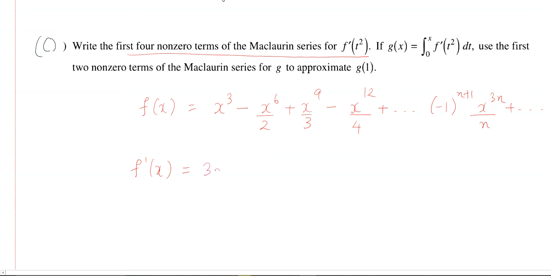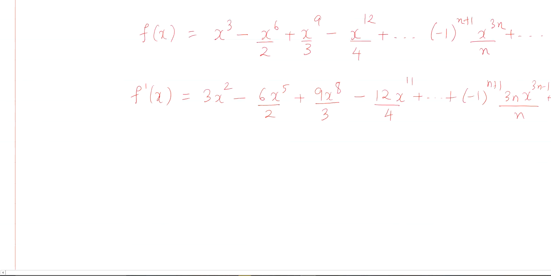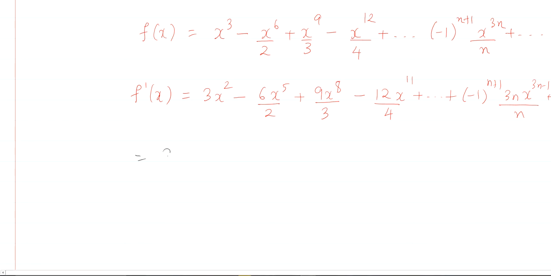And f prime of x ends up becoming 3x squared minus 6x to the 5 over 2 plus 9x to the 8 over 3 minus 12x to the 11 over 4 plus dot dot dot, minus 1 to the n plus 1, 3n x to the 3n minus 1 over n, and so on and so forth. And you see that this ends up becoming 3x squared. So this is f prime of x.